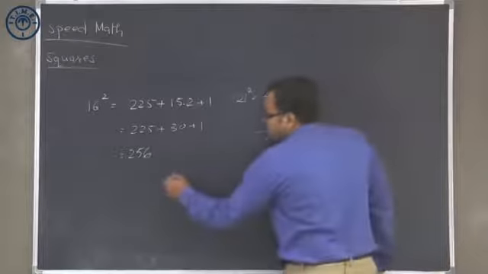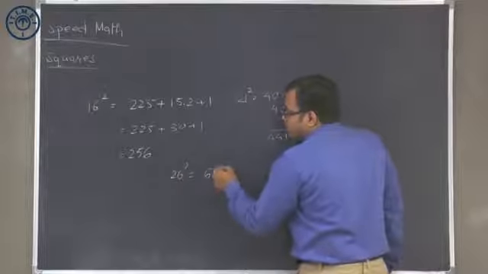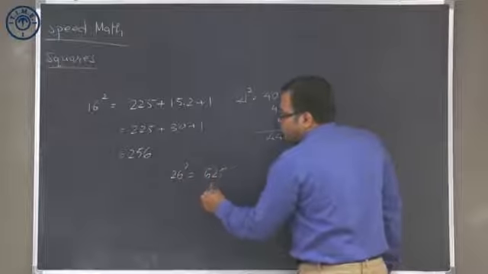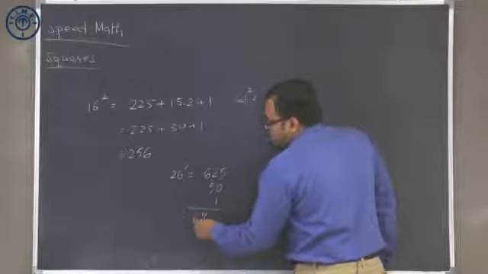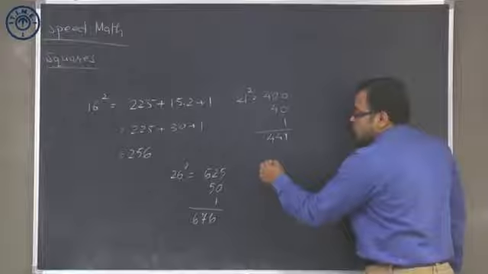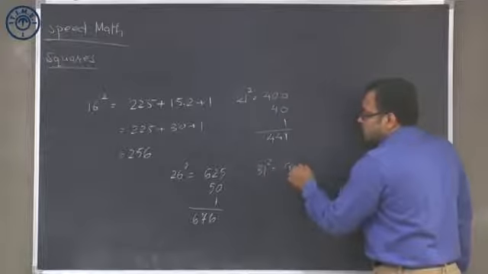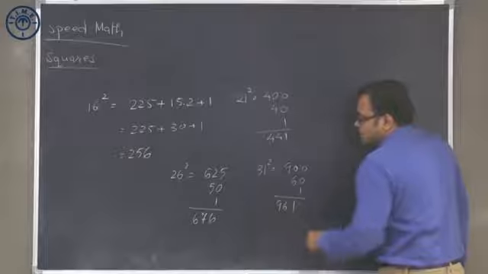I have to calculate 26 square. 26 square: 25 square is 625. 25 into 2 is 50 and 1. So this becomes 676. Let's say we have to calculate 31 square. 30 square is 900. 30 into 2 is 60 and 1. This becomes 961.